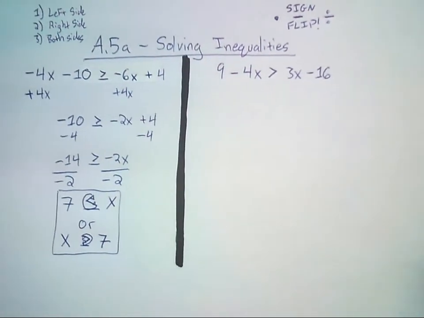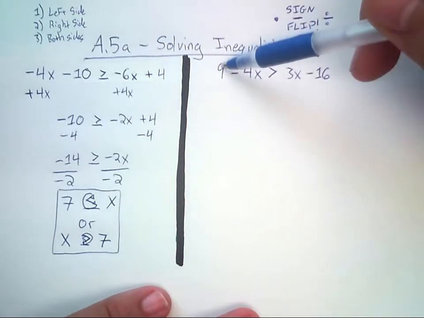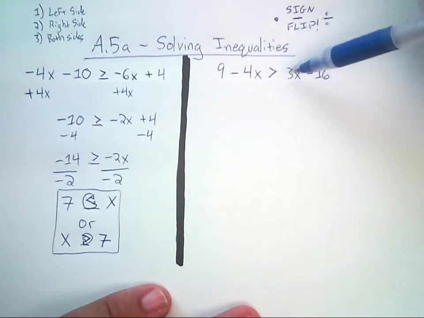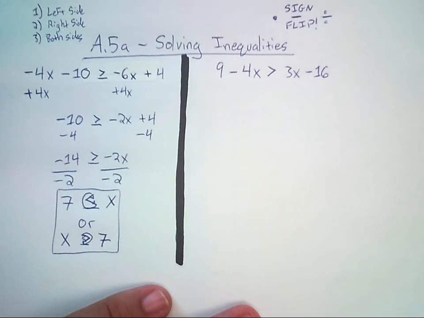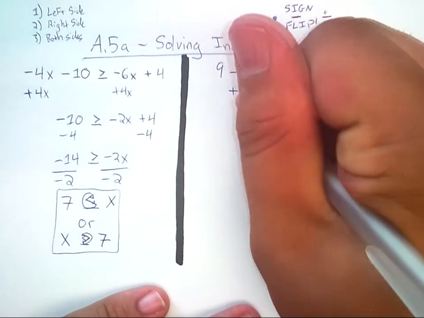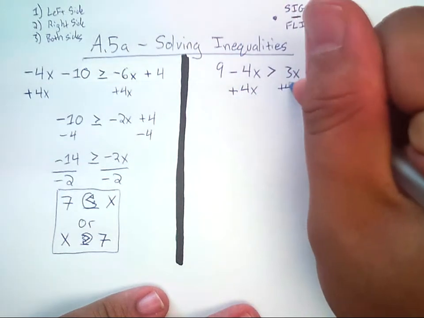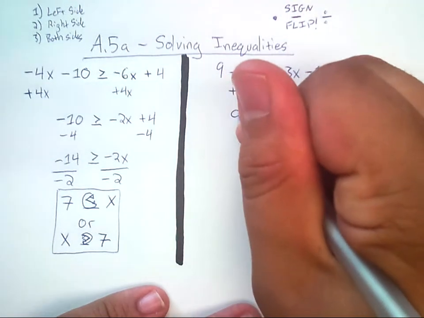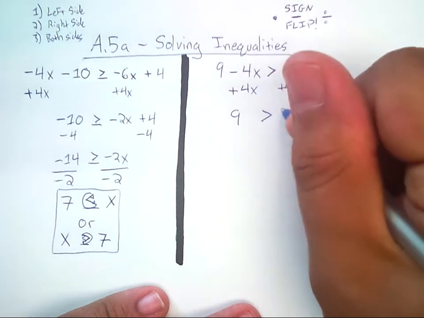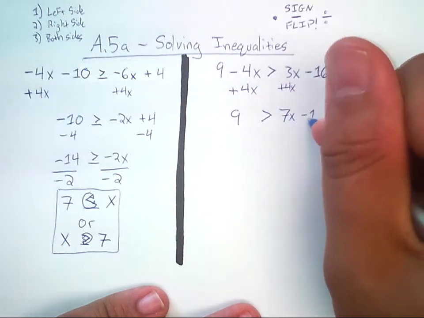Alright, so taking a look at this other one, let's do one more practice before we tackle an SOL question. So again, I've got 9 minus 4x, greater than, 3x minus 16. I'm going to go ahead and get rid of the negative. I just think it's going to be easier. So we're going to go ahead and make that positive 4x. We're going to add that to both sides. So we're going to get 9, that's the only thing left on that side, and 7x minus 16.